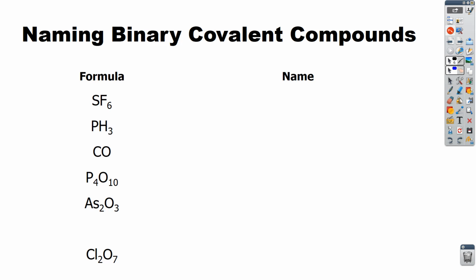Here are some examples. The first formula, SF6. I know that it is safe to assume that there is only one S present and 6 fluorines present. So I remember that the exception said that I'm not going to use mono in front of the first name. So instead of saying monosulfur, I'm going to just say sulfur. Now for the second part of that name, I'm going to include the hexa in front of fluorine and change the ending to ide, I-D-E.